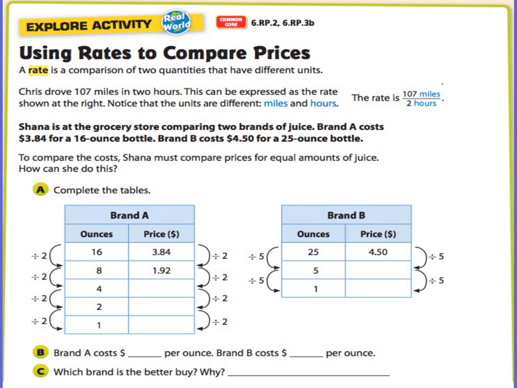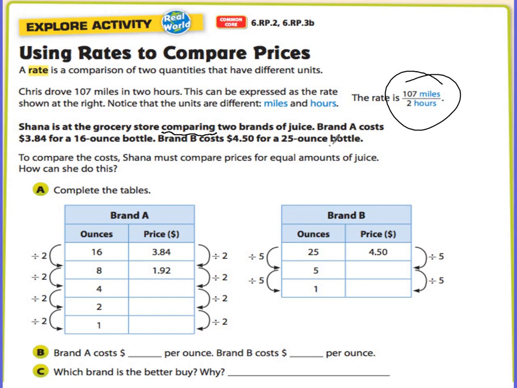When we're just looking for a rate, the numbers inside of it don't matter, just as long as they go with the correct label. But now we have Shayna, who's at the grocery store, and she's comparing two brands of juice. When you go to the grocery store, typically you want to spend less money as opposed to more money, so you'll compare prices. But we can't just compare the prices as is. We have to make sure that we're comparing, what I like to say, apples to apples. So let's take a look at what that means.